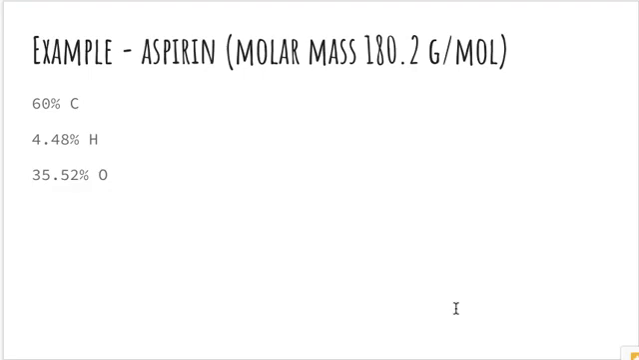Okay, so I'm going to challenge you guys to try this problem on your own. So I'm telling you aspirin has a molar mass of 180.2 grams. And I'm telling you that your sample has 60% carbon, 4.48% hydrogen, and 35.52% oxygen. So go through the steps that we just went through. If you need to rewind the video and look at the steps again, feel free to do that. But on a piece of paper, try this one on your own and pause it here, and then come back and see if you did it correctly.